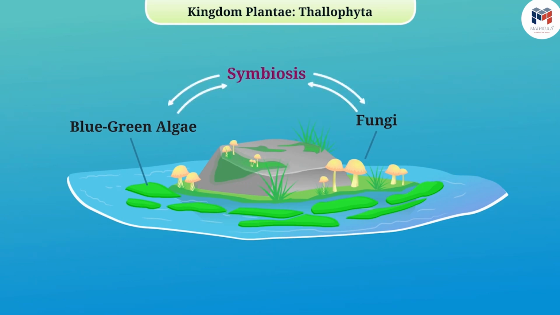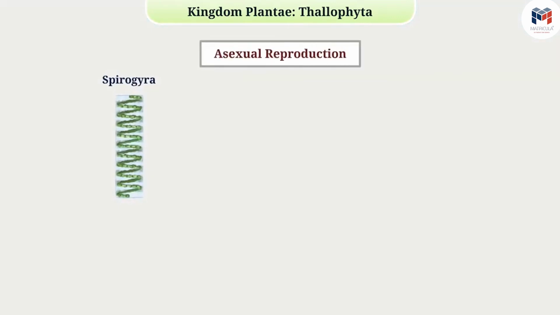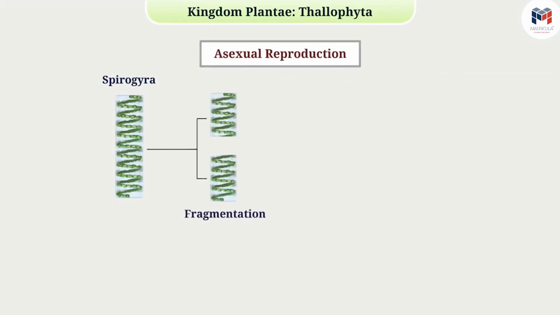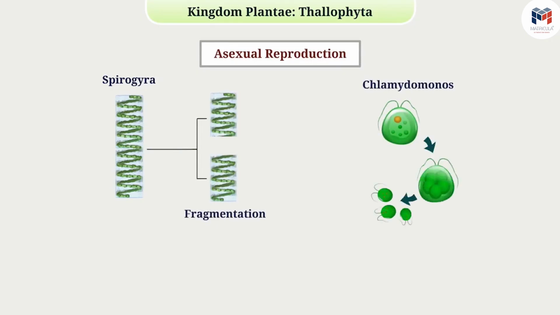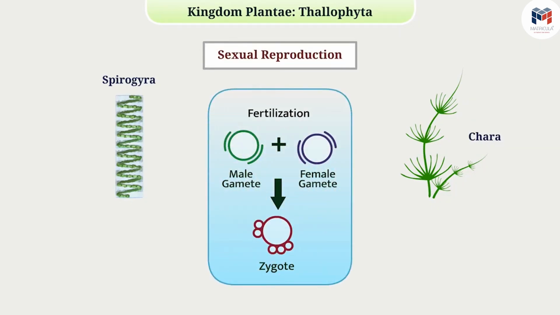Thallophytes have various methods of reproduction. In Spirogyra, asexual reproduction occurs by fragmentation. The asexual reproduction in Chlamydomonas results from the origin of various spores called zoospores. In Spirogyra, Chara, etc., sexual reproduction occurs by fertilization of gametes.